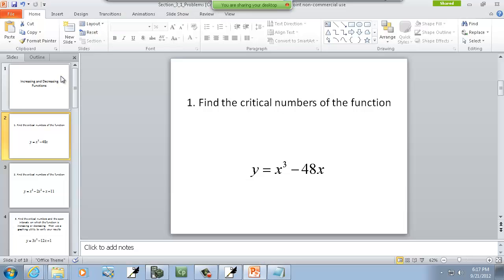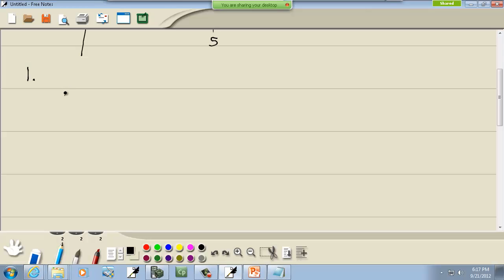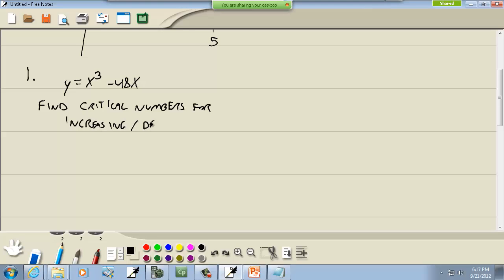Well, let's take a look at our first problem here. It says find the critical numbers of the function. Then we've got y is equal to x to the third minus 48x. And this is going to be finding the critical numbers for increasing and decreasing. Our first step is to find a derivative.